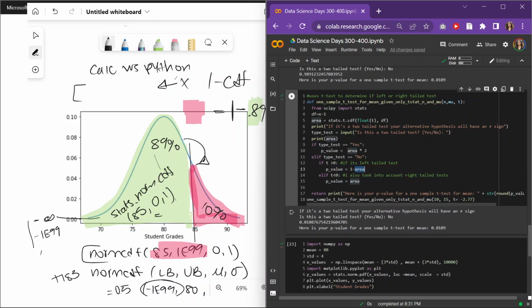And then it would make sense that if t is less than 0, so that's when you would use your regular CDF function, then that would just end up being the area, because that's what you used here at the beginning, just the area, because it calculates the proportion below or before, which is what the condition states, that if t is less than 0, then the p-value equals the area.